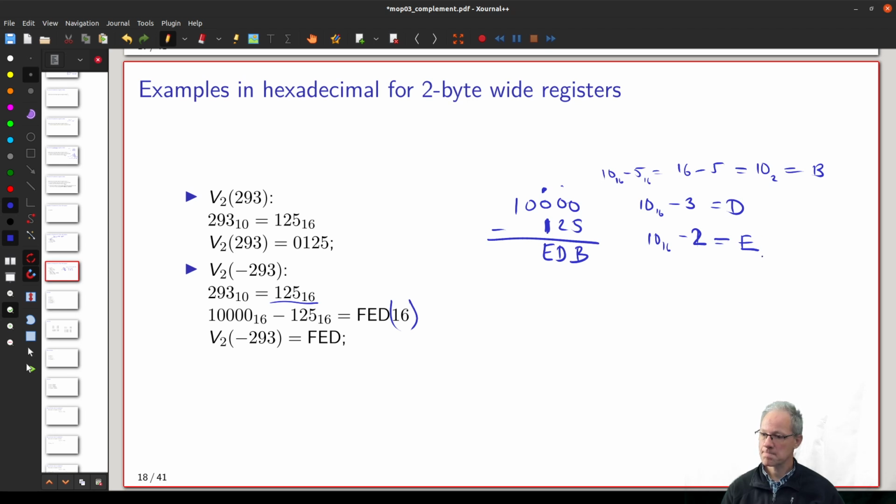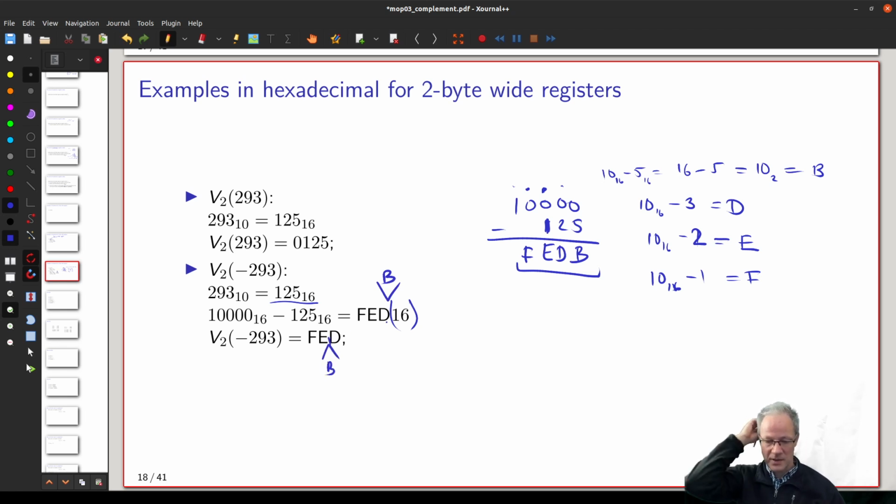And once again, now we had to borrow because there was 0. And there's nothing here, so therefore we indeed can do 16 minus 1, and that is indeed F, as you mentioned before, so this is F. And here we had to borrow this guy, so 1 minus 1 is 0, right? So this is the result. And what's missing here is one digit, B, right? So there's a typo on the slide, apparently.